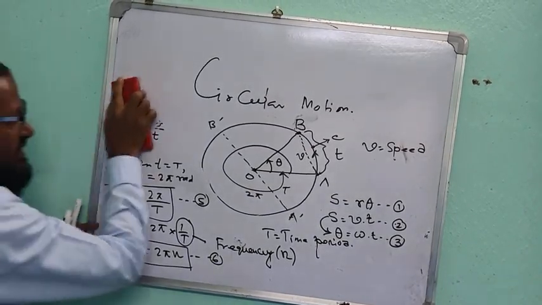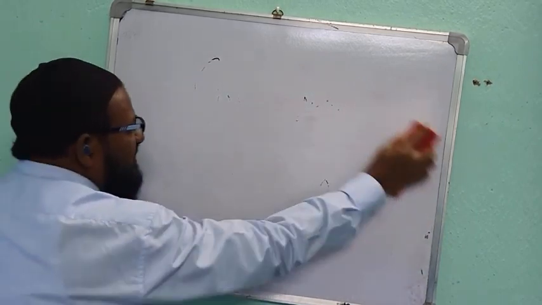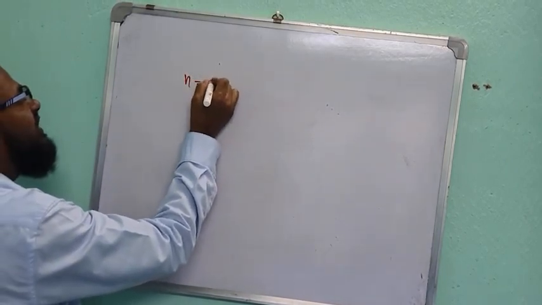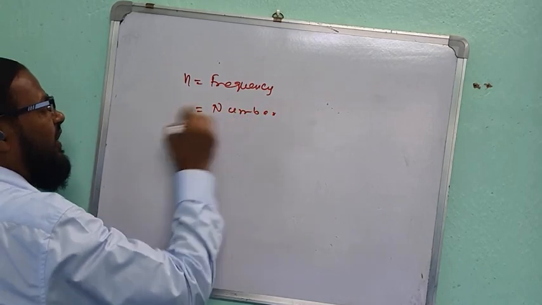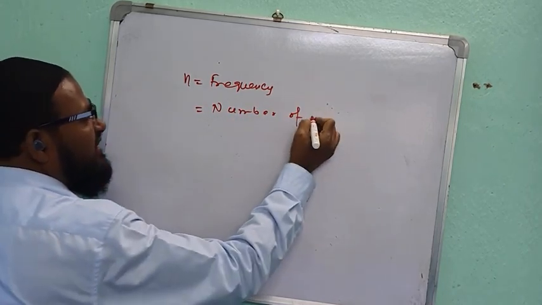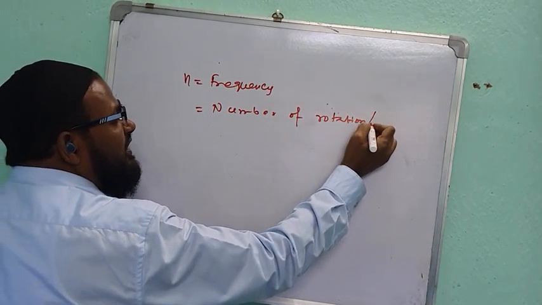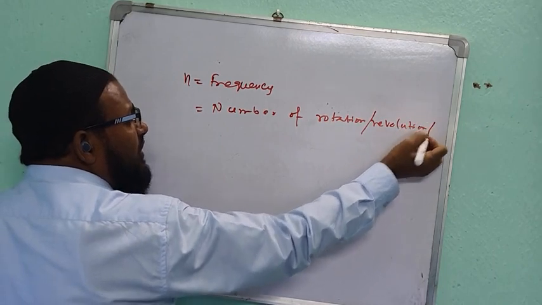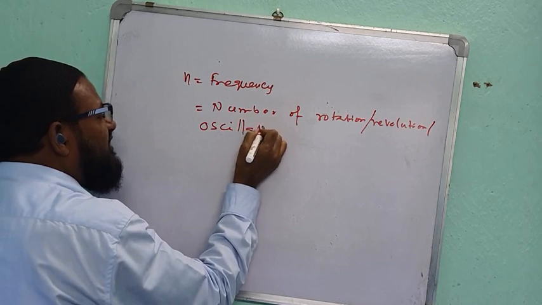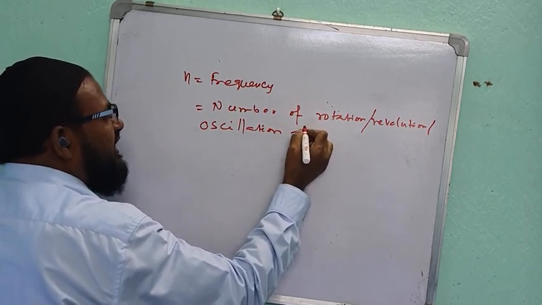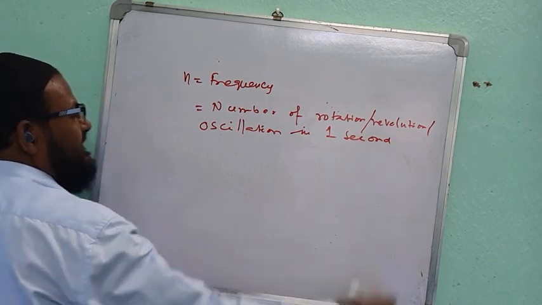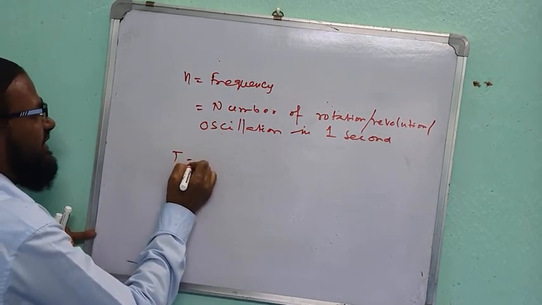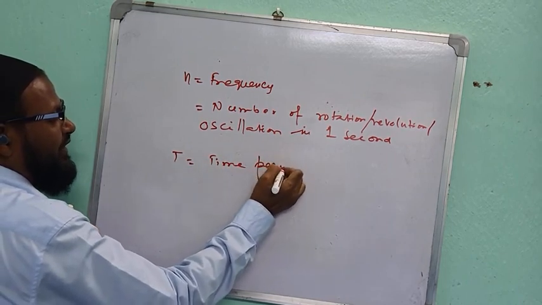Next, now I am giving one concept. What is frequency? n is equal to frequency. This is the number of rotations, revolutions, or oscillations in 1 second, or per second. This is n. That is capital T, the time period.